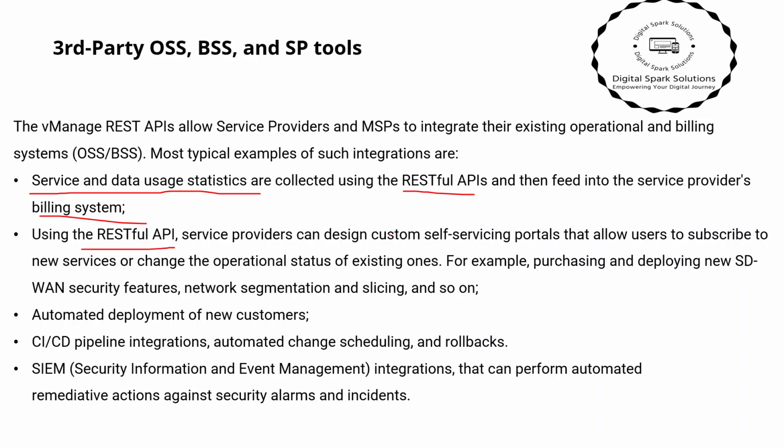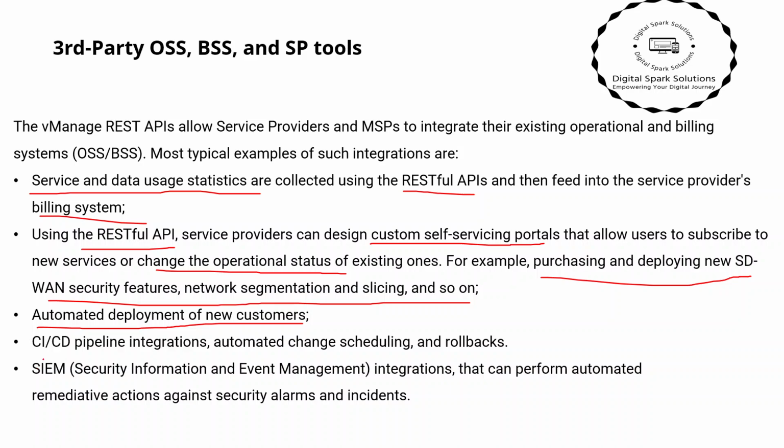Using the RESTful API, service providers can design custom self-servicing portals that allow users to subscribe to new services or change the operational status of existing ones. For example, purchasing and deploying new SD-WAN security features, network segmentation and slicing, and so on. Automated deployment of new customers. CI/CD pipeline integrations, automated change scheduling, and rollbacks. SIEM (security information and event management) integrations that can perform automated remediative actions against security alarms and incidents.